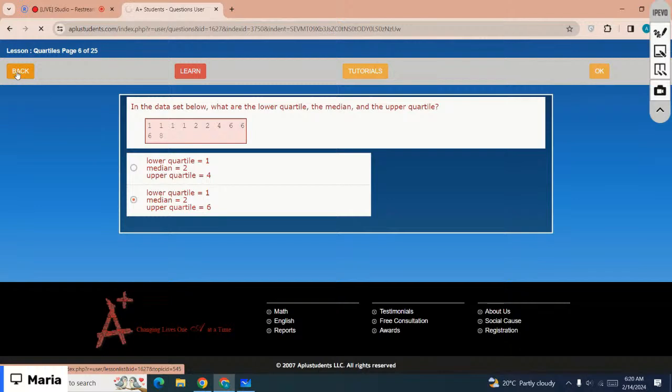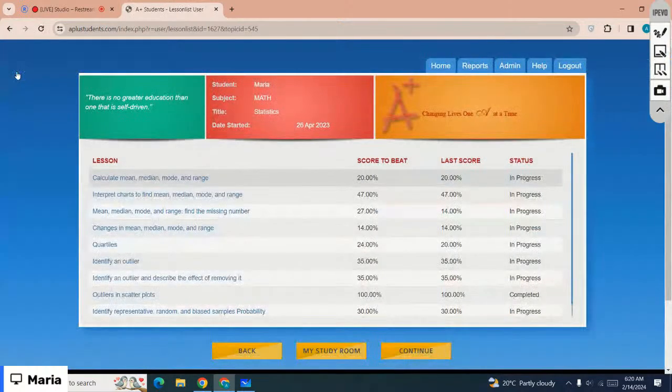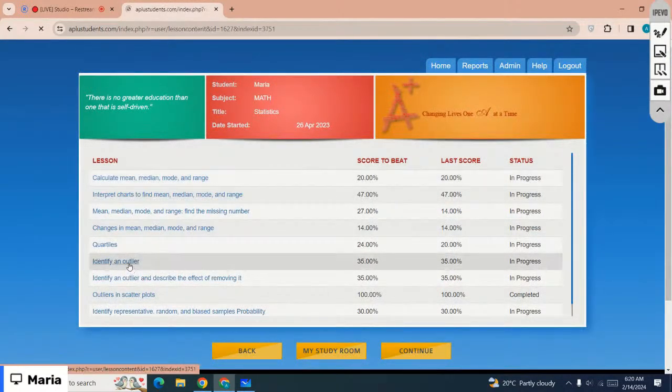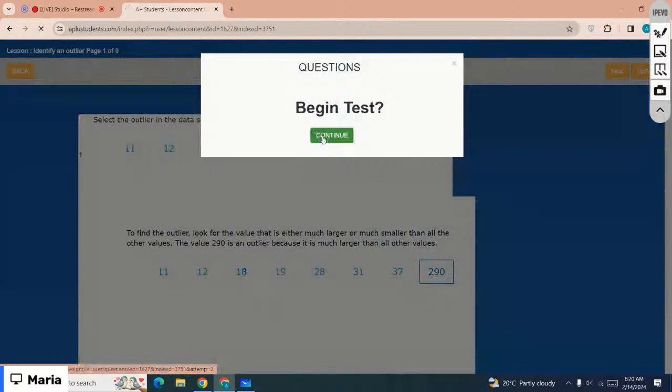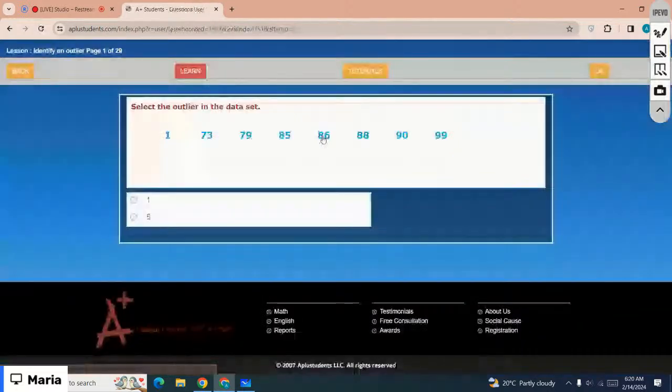Let me move on to the next lesson, which is identify an outlier. That is exactly the same as what we just did, but with outlier, sorry, not quartile. Let's start with the test question. Outlier means the one that lies out of the bound. Just look at this example. Select the outlier in the data set.